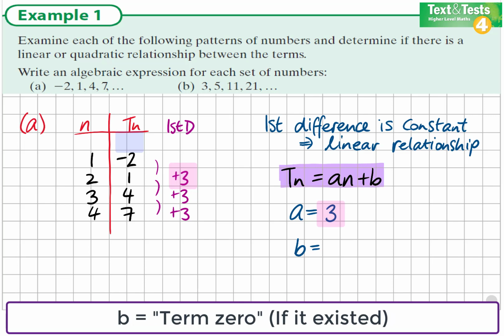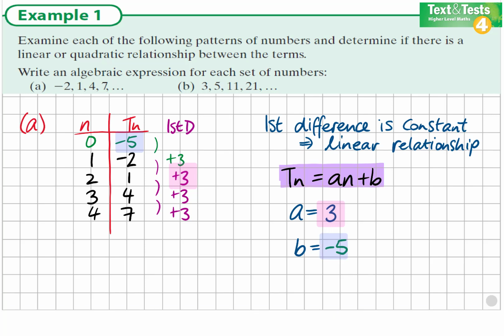B would be the zero term if it existed. It doesn't exist, but if we could count backwards, take 3 from -2, we would see that -5 would be the zero term if it existed. So we can say that b is equal to -5. So an plus b would then be written as 3n minus 5. So this expression is 3n minus 5.